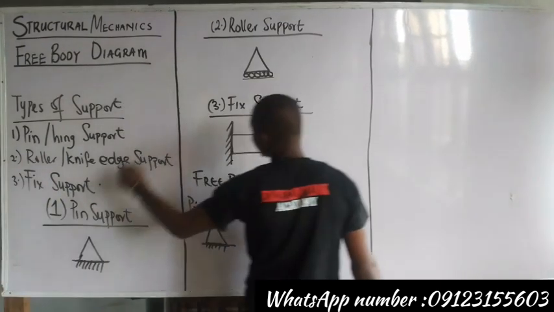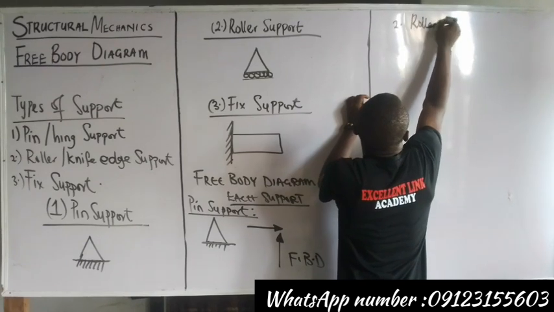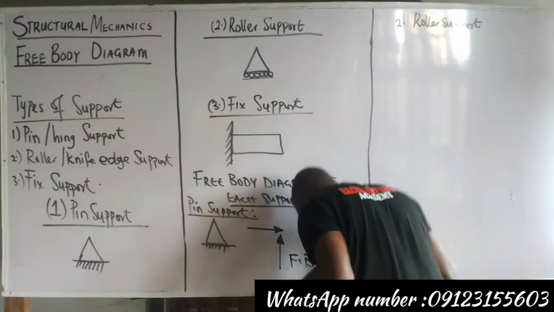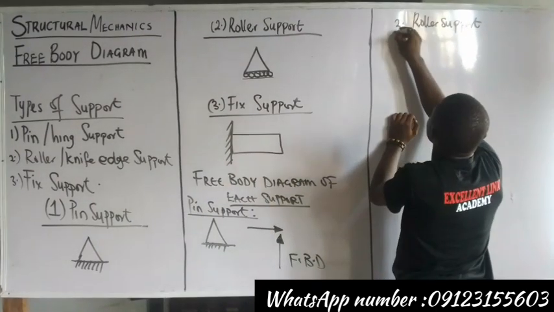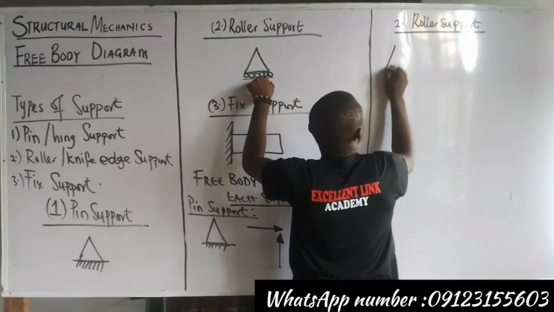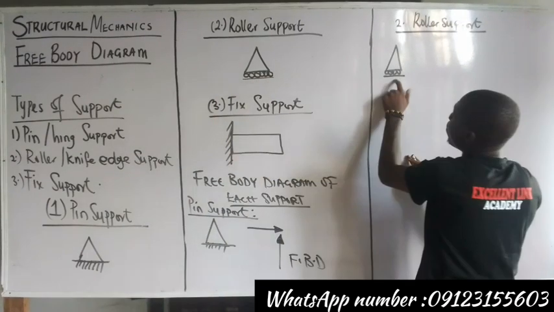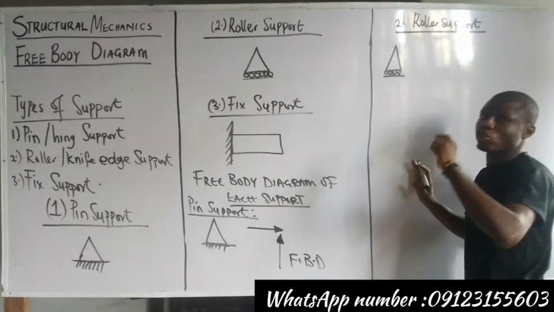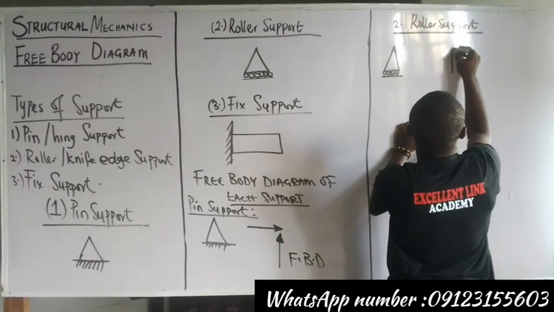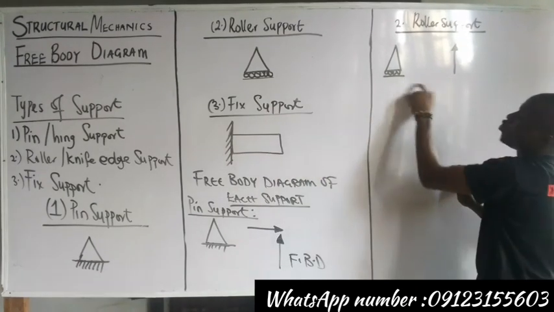Let's discuss the second one. Roller support, number 2. So what will my free body diagram look like for a roller support? This is a roller support here, this way. So what will the free body diagram for this be? We said it produces just a vertical reaction. Hence, this is my reaction produced by this support.